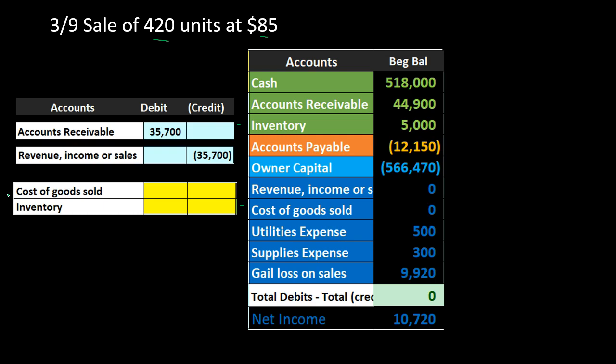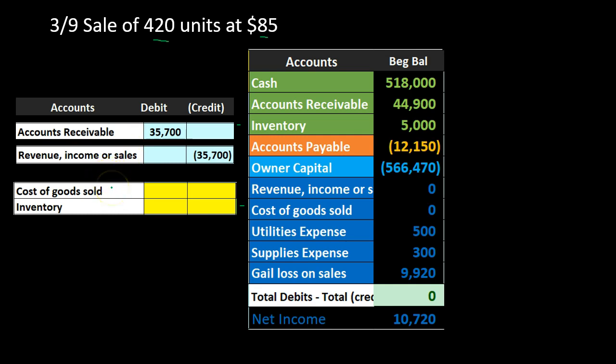Why would we use a periodic system? Possibly because our system is not sophisticated enough in order to do a perpetual system. In other words, even if we have a clerk working at the front of the store, we know what the sales price will be, because it'll be on the sticker price. But we may not know what the cost is, especially if we have multiple types of inventory. And therefore, it will be easier to make the sales transactions, what we're concentrating on when we're trying to generate money, if we just record this half of it at the sale and then record this half at the end of the time period.